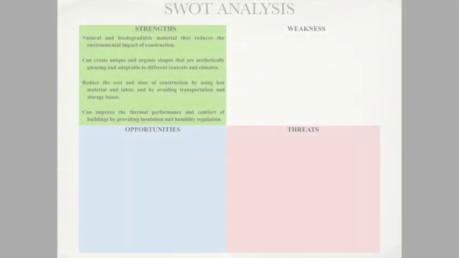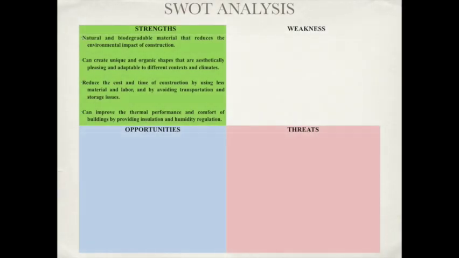We now examine the SWOT analysis of using 3D printed adobe. In terms of strength, 3D printed adobe is a natural and biodegradable material that reduces the environmental impact of construction. It can create unique and organic shapes that are aesthetically pleasant and adaptable to different contexts and climates.